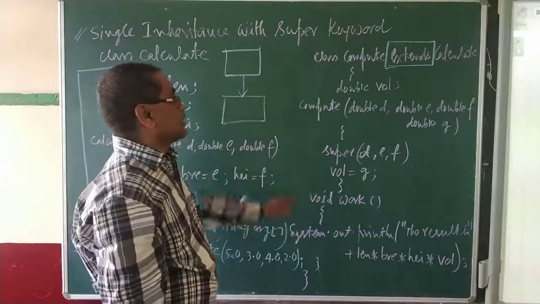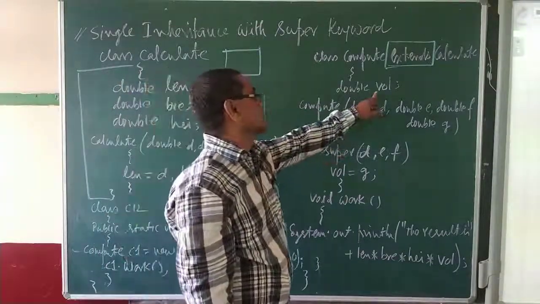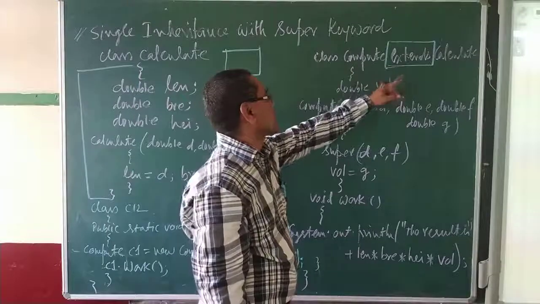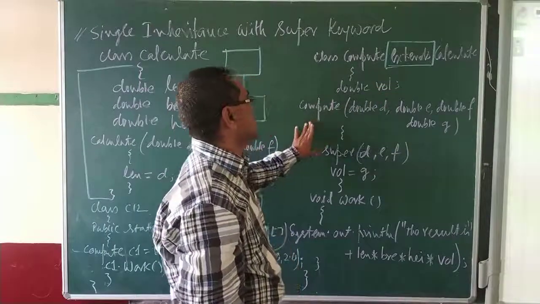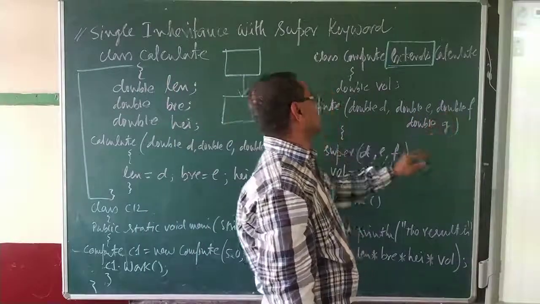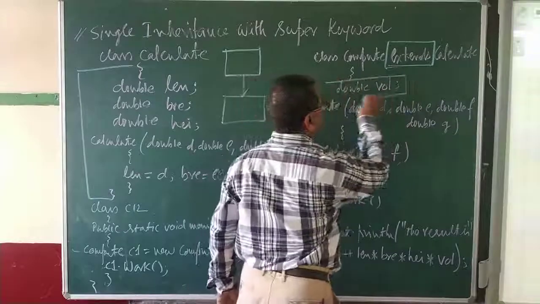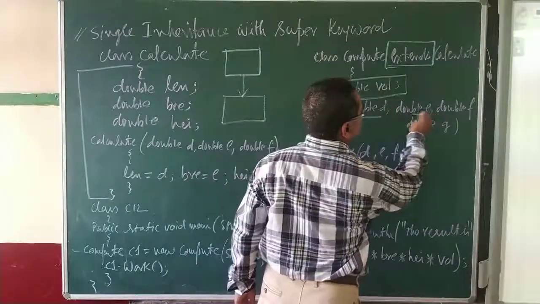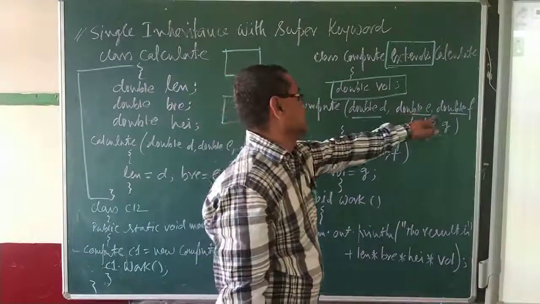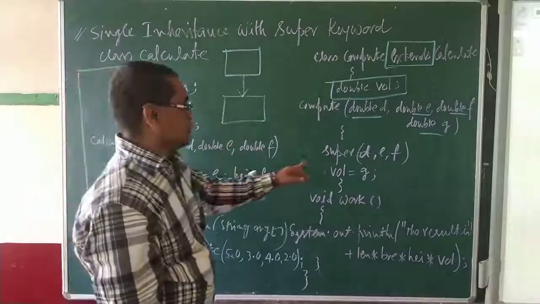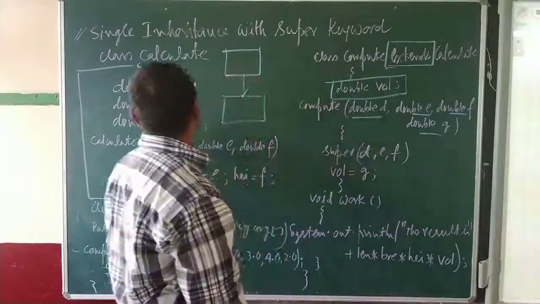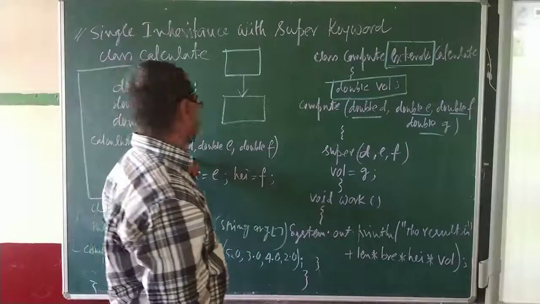Extends calculate. Now here, double volume is one more extra instance variable, and this is on compute, which extends calculate. The class name is compute. This is the instance variable, and this is your constructor: compute with double D, double E, double F, double G. See, here only one variable was used, whereas here I am using 4 variables: 1, 2, 3, 4, only extra. Out of that, D, E, F, I am using super D, E, F. This is the way. Super D, E, F means we get the values from here: length, breadth, and height.